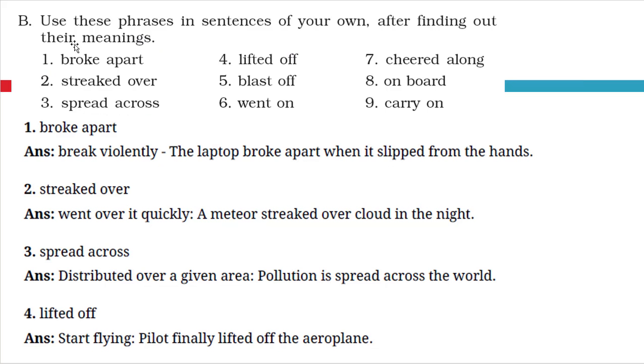You see, the first one is broke apart. Broke apart means break violently. That is the meaning. And the laptop broke apart when it slipped from the hands. So that is the sentence I have created. Similarly, streaked over means went over quickly. A meteor streaked over the cloud in the night. Spread across means distributed over a given area. That is the meaning. Pollution is spread across the world.